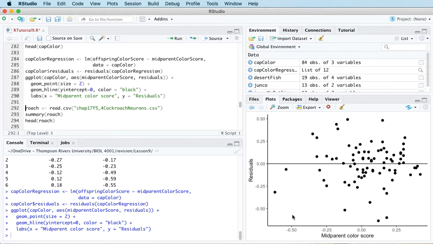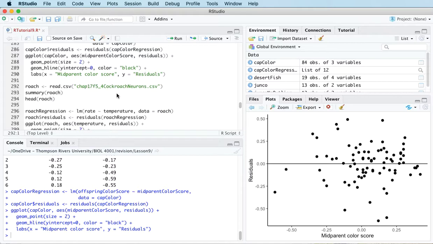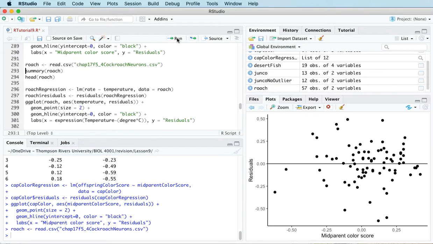And then finally, again, as I trace along the plot from left to right, there should be approximately equal variance of points above and below the 0 line at all values of x. And that seems to be supported as well. Okay, let me show you an example where that's not the case.